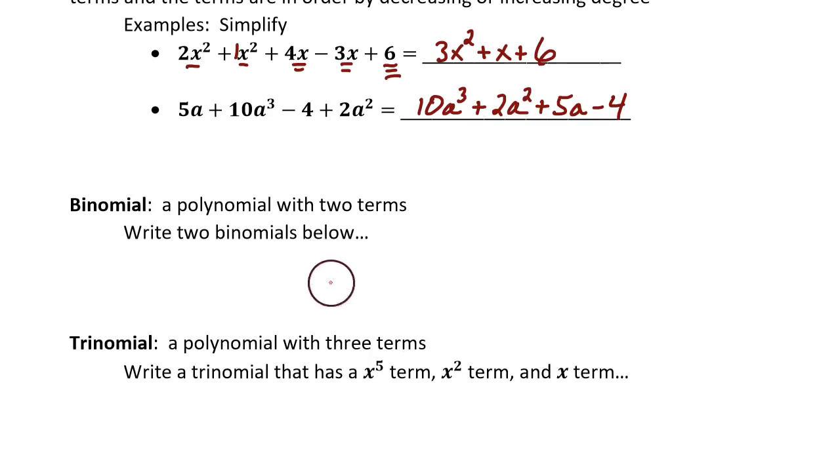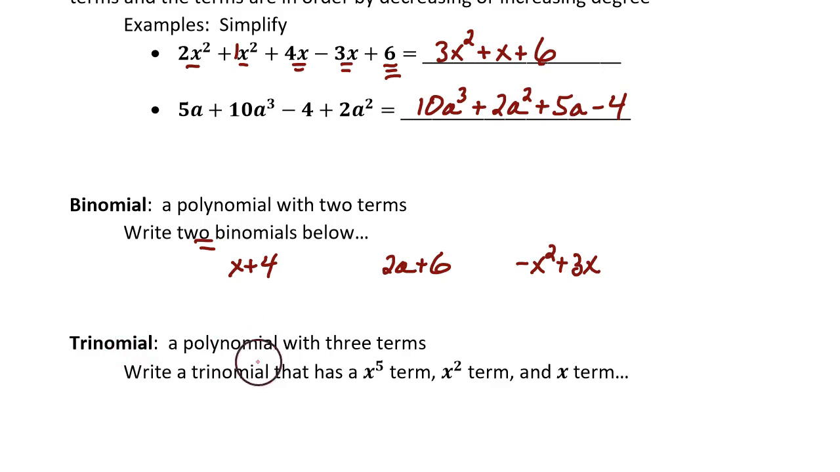Next vocab word is binomial, a polynomial with two terms. I'm going to pause the video for you to write two binomials below. Well, people's answers are going to vary, but you maybe wrote things like this: x plus 4, or perhaps 2a plus 6, or perhaps negative x squared plus 3x. All of these have two terms in them.